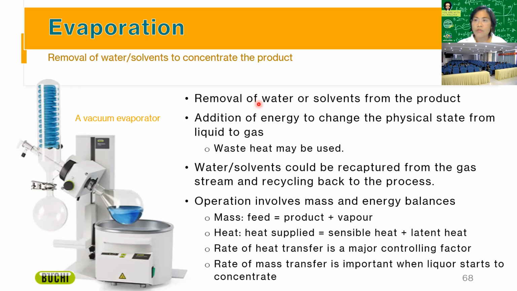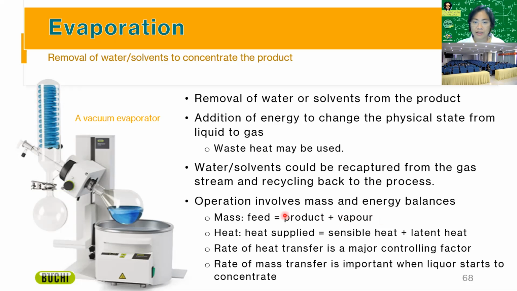When the water or solvent evaporates, it will be in the gas phase, right? It could be recaptured, or changed back from the gas phase into the liquid phase and reused again and again. The evaporation operation involves both mass and heat transfer. The mass transfer is the removal of water or solvent. So the water in the feed has to be equal to the water in the product and in the vapor.